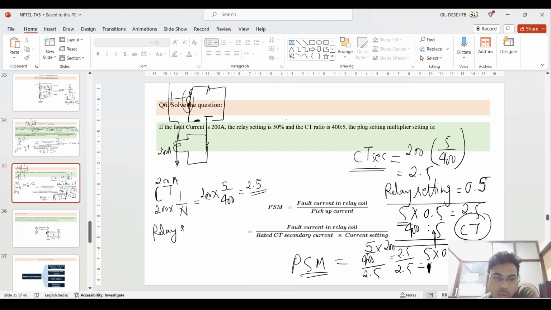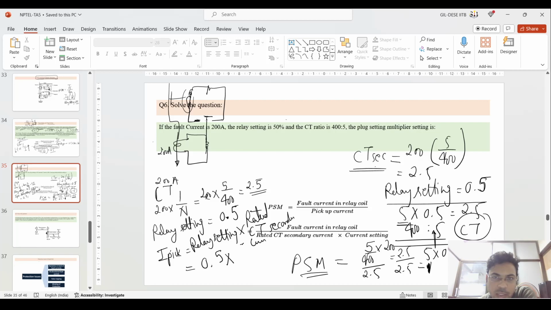So what relay setting has been done to make this relay operate, this circuit breaker to open? The relay setting is set at 0.5. 0.5 of what? What pickup current will be there? The pickup current is such that relay setting multiplied by rated CT secondary current.